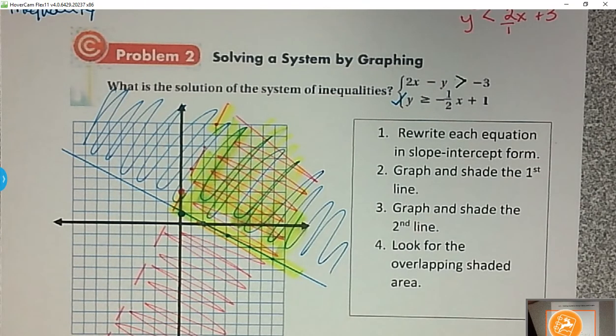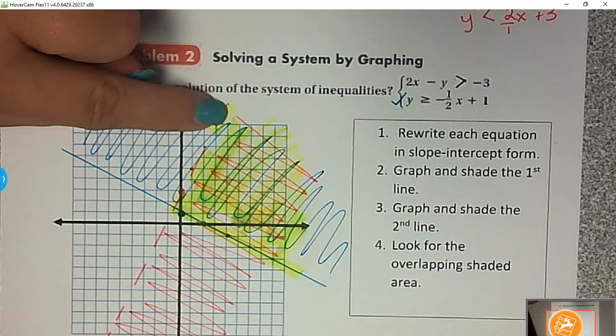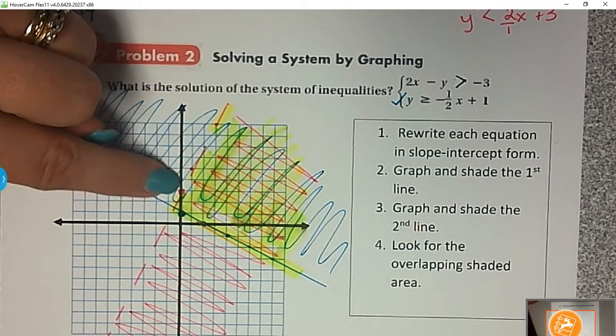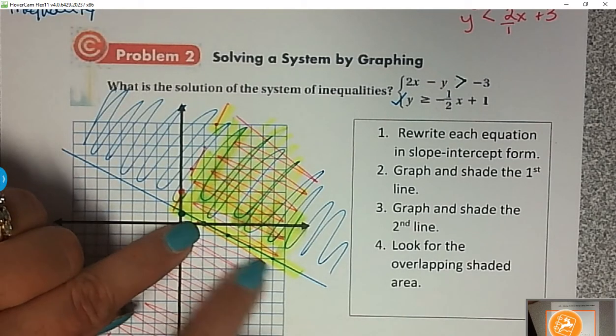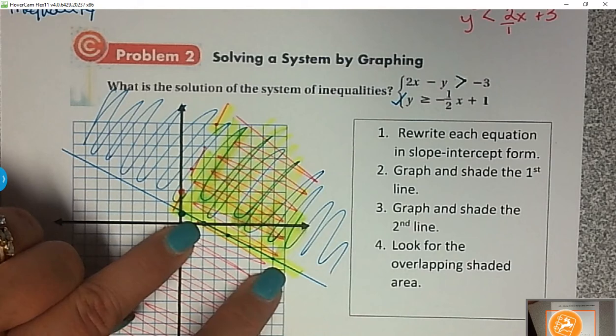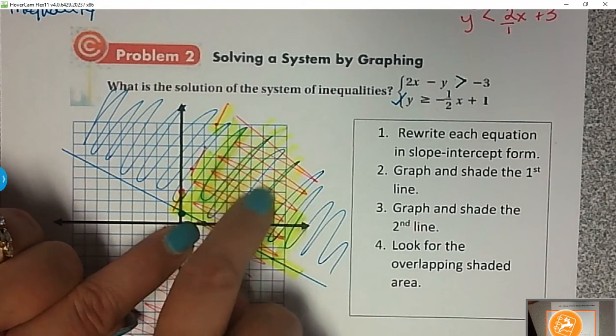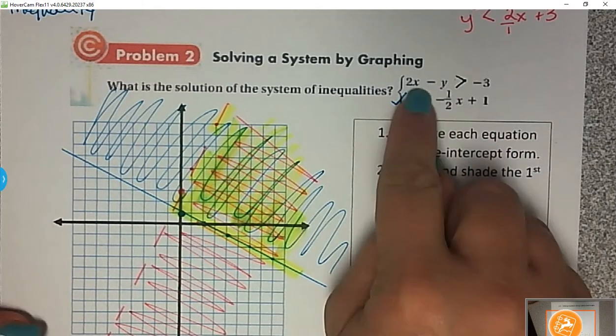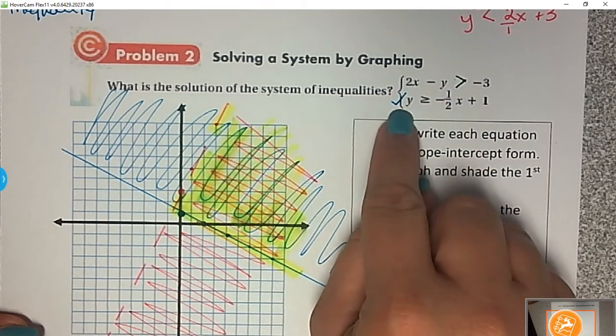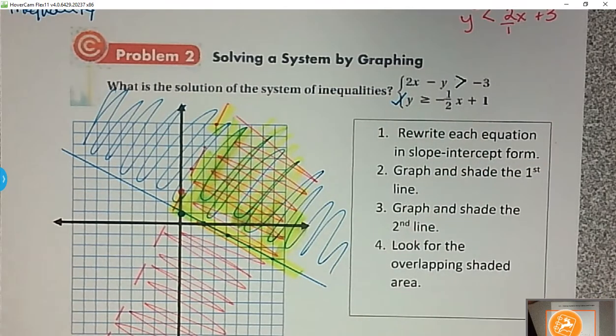And here's where you've got to be careful. This first line I drew in here, the pink one, it is not part of the solution because it's a dotted line. The blue line, the second one that I did, it is a solid line, so any of those points could be a solution, as well as any point over here. If you pick any of those points in the overlapping shaded part, you can plug it in here, it'll make it true. You can plug it in here, and it'll make it true.